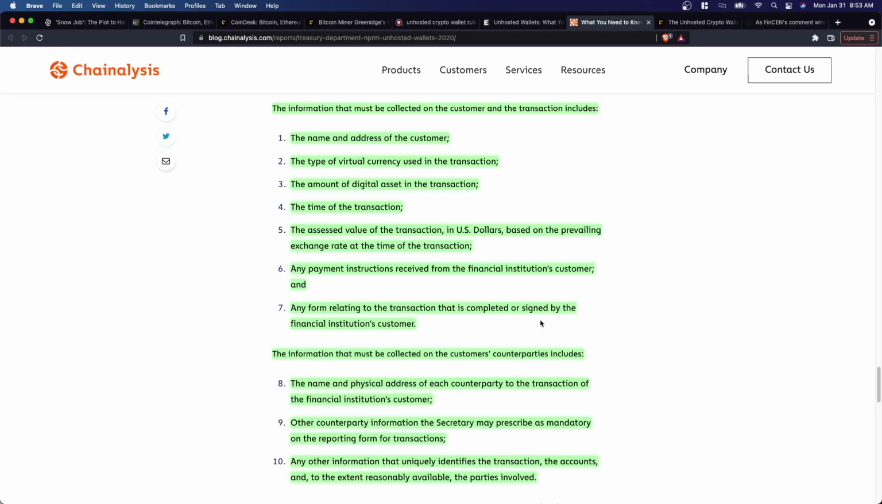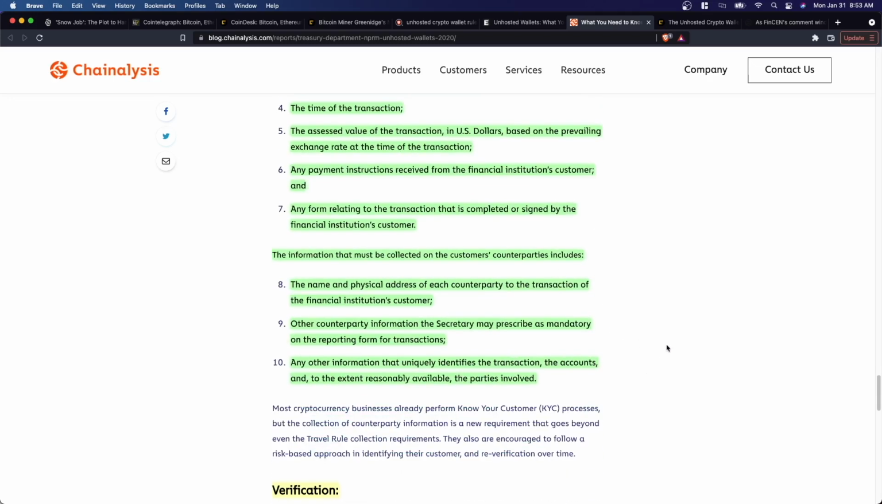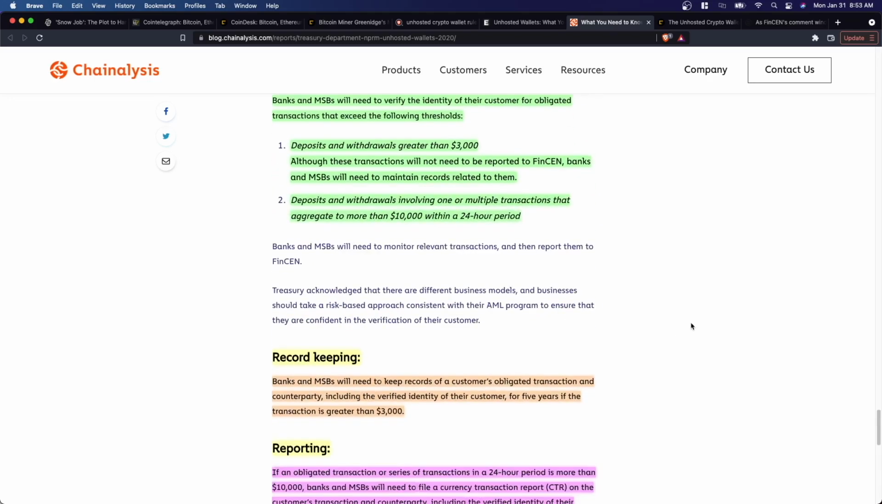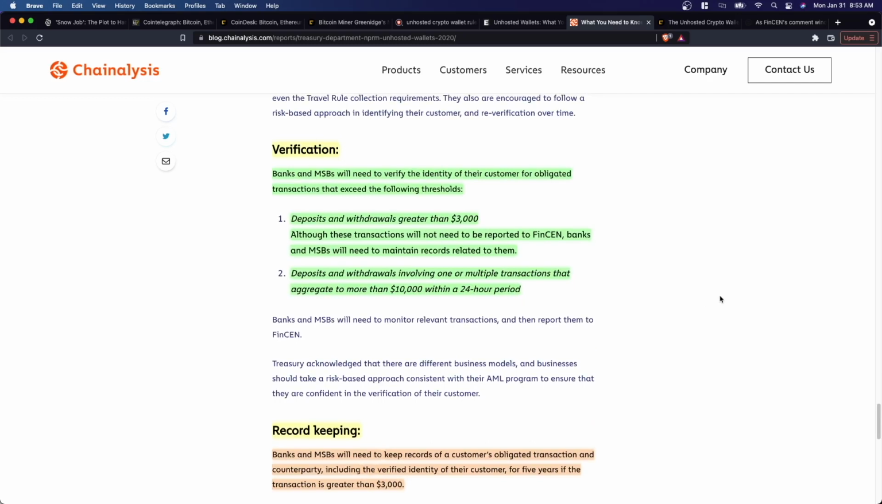The information that must be collected on the customer's counterparties includes the name and physical address of each counterparty to the transaction of the financial institution's customer, other counterparty information the Secretary may prescribe as mandatory on the reporting form for transactions, and any other information that uniquely identifies the transaction, the accounts, and, to the extent reasonably available, the parties involved. So, I mean, that's a whole lot of information that they're looking for.